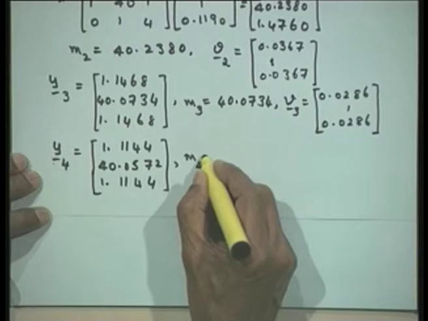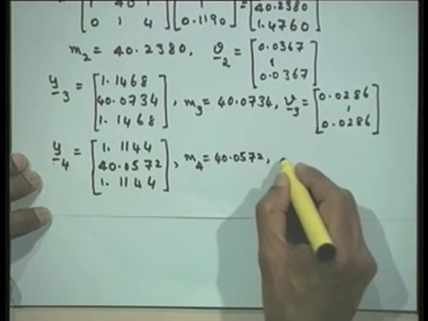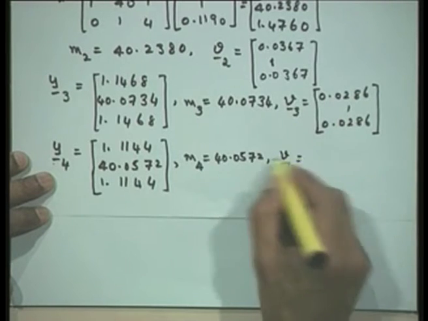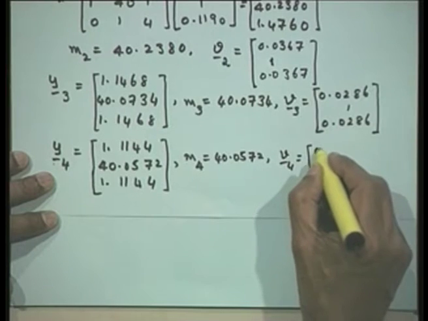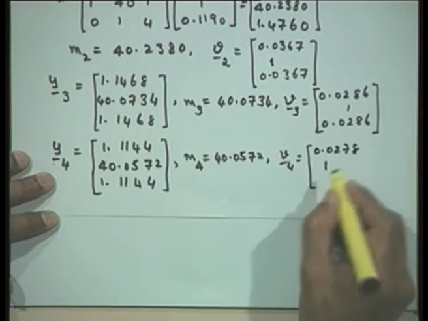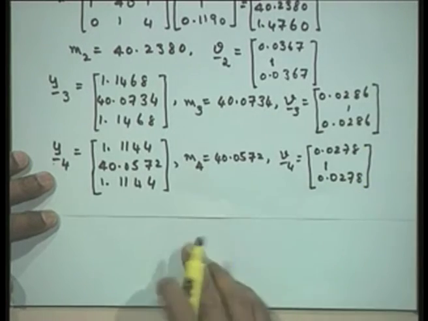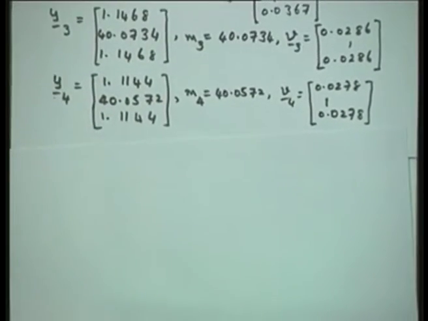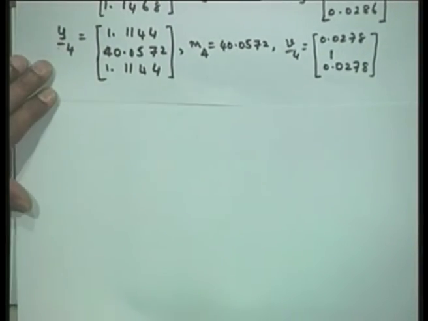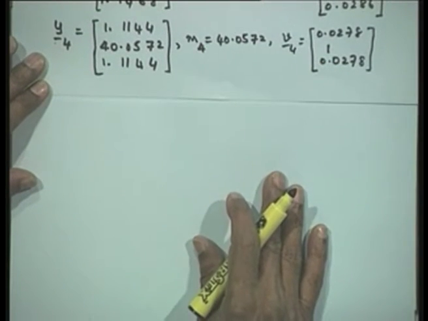Now, I find the largest element in magnitude, therefore, this is 40.0572 and V4 is, we divide by this element and I will have this as 0.0278, 0.0278. At this stage the fourth iteration is complete.